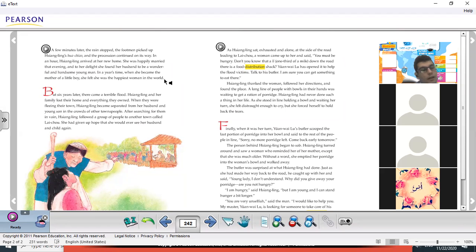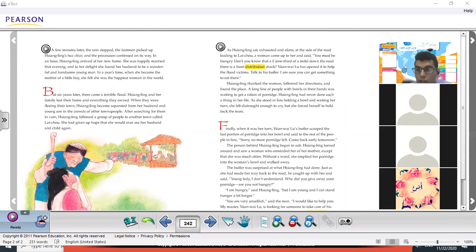Conflict, okay. The conflict is that there was a flood in Sang Ling's husband's house, and she didn't see her husband and her boy. Very good. So there was a great flood, and she was separated from her son and husband. Amazing. Thank you very much for that answer.